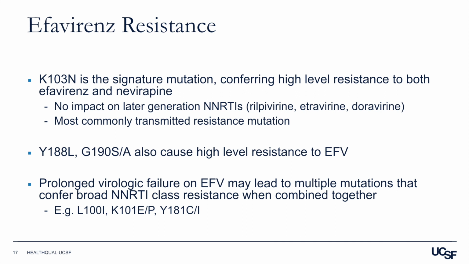So some patients get this mutation at the time of infection, and it has nothing to do with their adherence history. Some other mutations to know about that are relevant for efavirenz are the Y188L and the G190S or A, because those also cause high-level resistance. And then if you have prolonged virologic failure and you continue to take an efavirenz-based regimen, additional mutations may accumulate, and they will confer broad class resistance to the other NNRTIs that are available when you combine all those mutations together. I've listed a few of those here, mainly relevant because our patient had some of these as well.